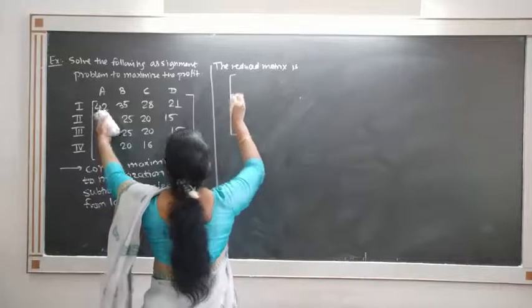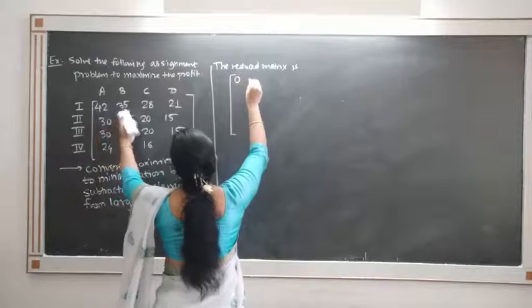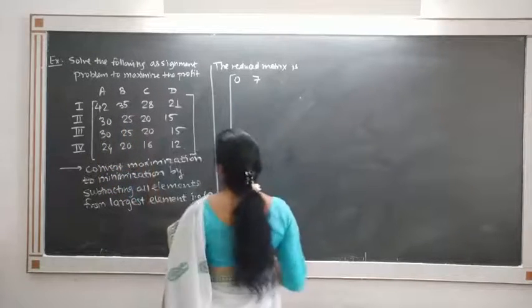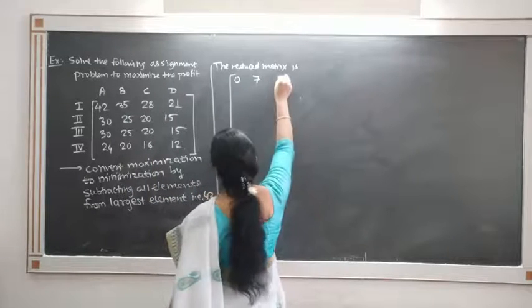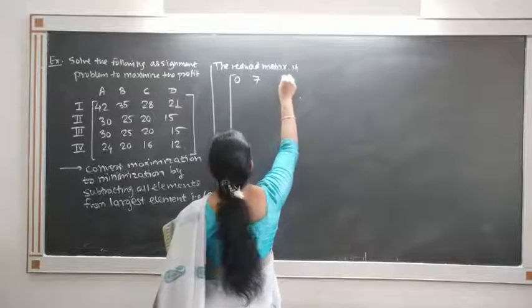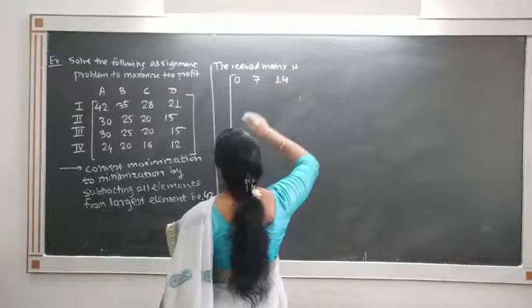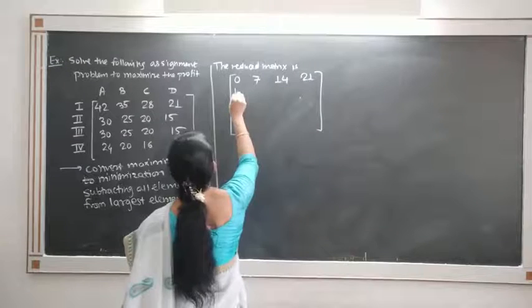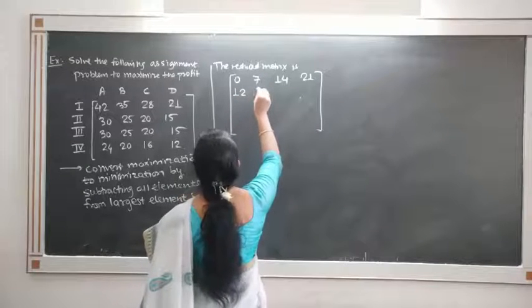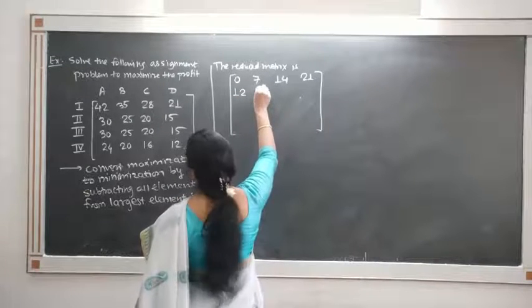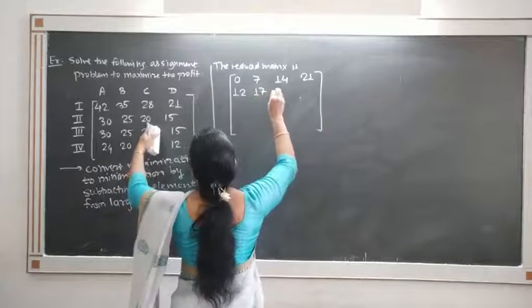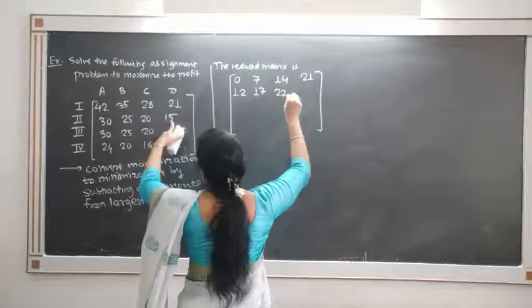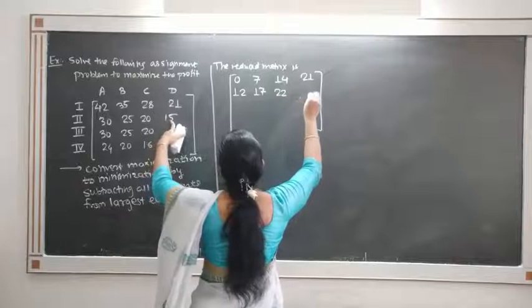Subtracting every element from 42, we get 0. 42 minus 35, 7. 42 minus 28, 14. 42 minus 21, 21. 12, 17. 42 minus 20 becomes 22. 42 minus 15.